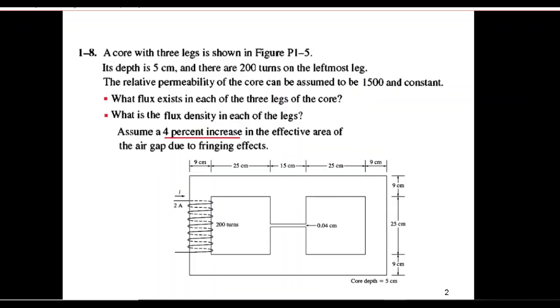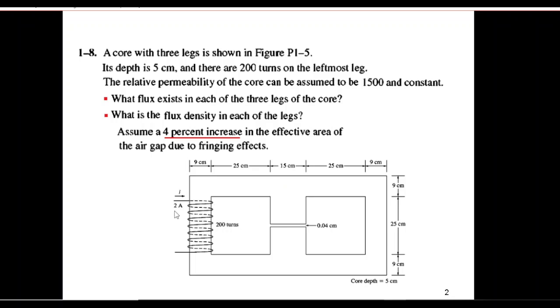Now let's see the question first of all. A core with three legs is shown in figure. So this is the core, it has three legs. Its depth is 5 centimeters. So depth is given 5 centimeters. That means inside the base, it is 5 centimeters. And there are 200 turns on the leftmost leg. So this is given 200 turns.